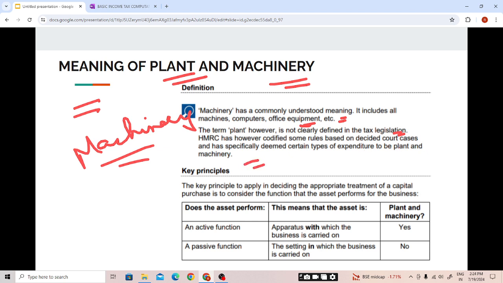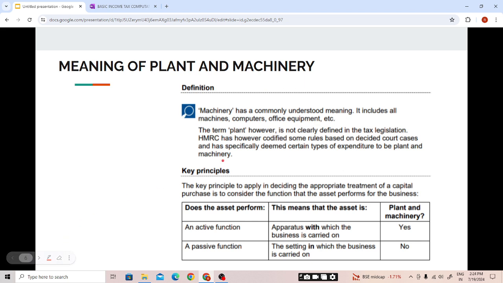So the term plant is not clearly defined in the legislation, but HMRC has codified some rules based on previous case laws. They have given some principles and they have specified that some of the expenditure will be deemed to be plant and machinery even if they do not meet the specific rules. Coming to the specific rule, key principles. The key principle to apply in deciding the appropriate treatment of a capital purchase is to consider the function that the asset performs for the business.